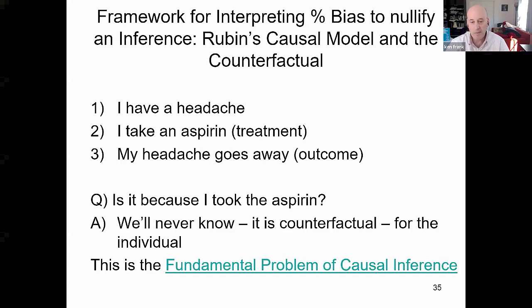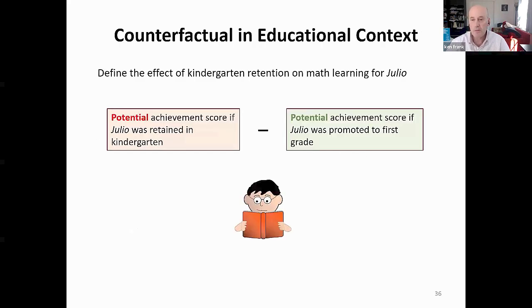You can read a bit about that if you like on this hyperlink. It should take you to Paul Holland's 1986 piece, which picks up on Don Rubin's pieces in the 70s and earlier, and sets up this whole framework. It's been used extensively for mediation, for propensity score modeling, mediation analysis, all kinds of things. So this is the basic idea of the counterfactual.